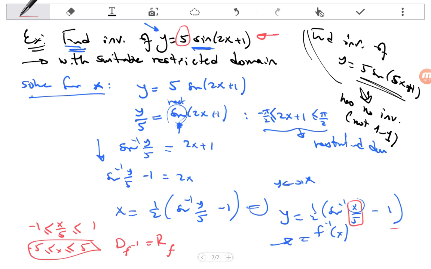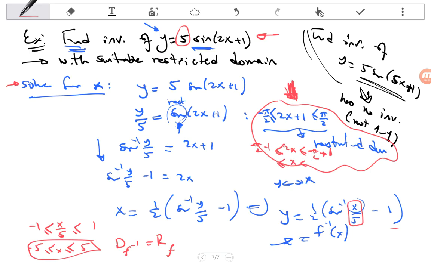But the advantage of using this order for our solution, solving for x first and then interchanging x and y, is that the restricted domain will be obvious for us. If you solve it in the other order, the restricted domain will be on y, and that may put you in some confusion. But in this way, for this case, 2x will be from negative pi over 2 minus 1 to pi over 2 minus 1, and then divide by 2. Okay, so that will be the restricted domain.